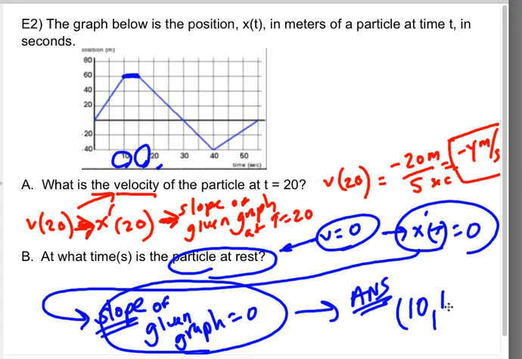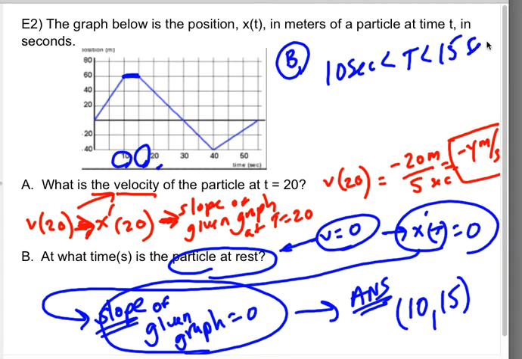So 10 to 15. Or you could have said the answer to B could be 10 seconds is less than t is less than 15 seconds. You could answer it in a sentence. Notice it's not included because at the ends, this graph actually doesn't have a slope. It's not differentiable at the ends. So that's the answer. Now keep in mind, the AP would be looking for you to maybe give them the answers when this graph is 0, but this graph isn't velocity. So when you're given a graph, you're not usually asked questions directly about the function graphed. You're usually asked about some function that is in some way related to the function that's graphed.